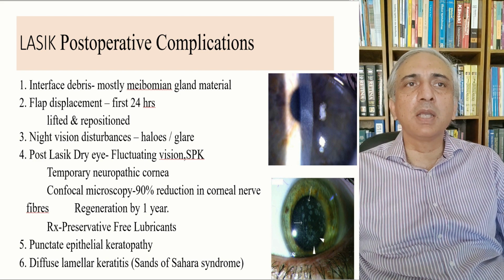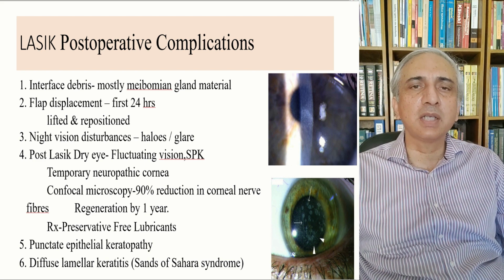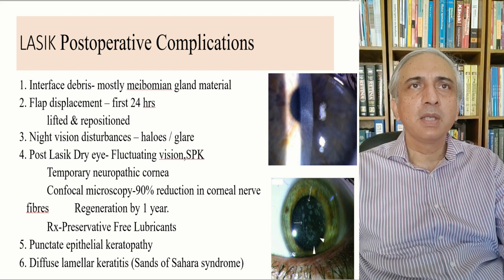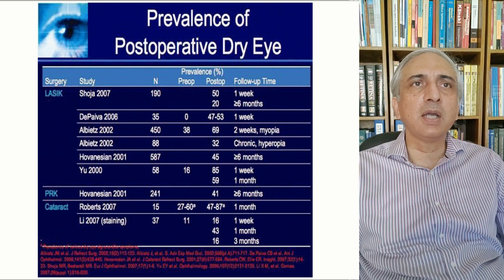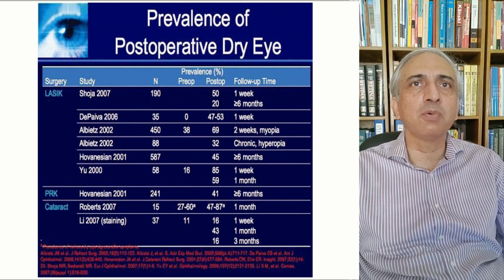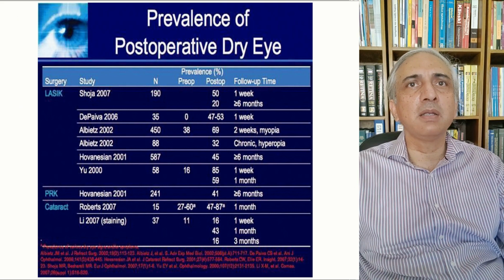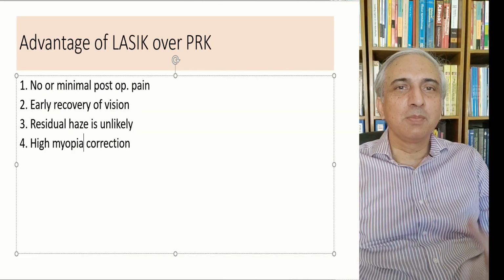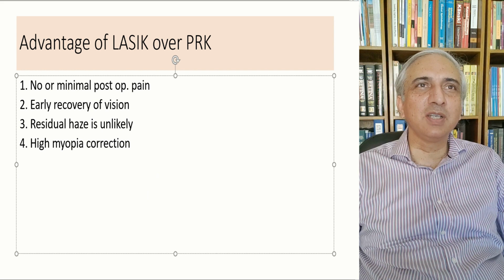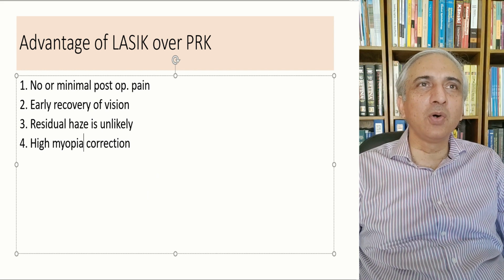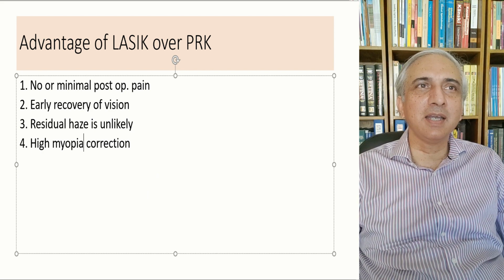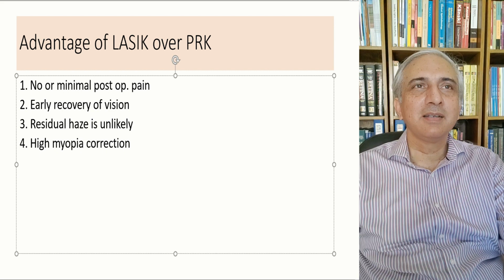The most dreaded complication is diffuse lamellar keratitis, or sands of Sahara syndrome. It is also called DLK. Prevalence of postoperative dry eyes has been reported differently; it can be up to 50%, but it can vary from 30% to 15% in different studies. The most important question the patient is going to ask you: the advantages of LASIK over PRK. No or minimal pain, early recovery of vision, residual haze is unlikely, and high myopia is corrected.